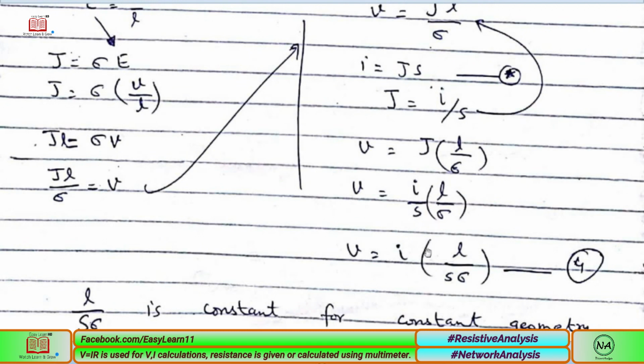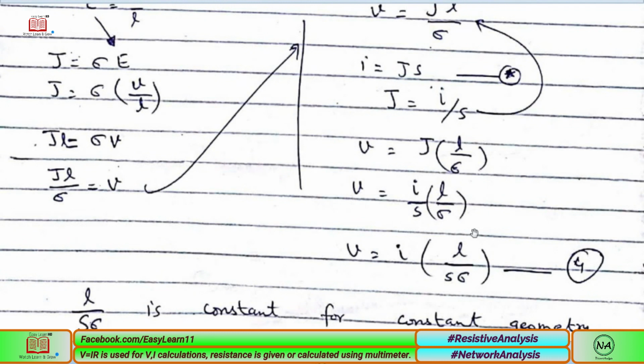Now this is our equation number 4. If we take the I from this and separate it outside of the bracket, with the others inside the brackets, that is L over S sigma. V is equal to I times L over surface area and the conductivity.